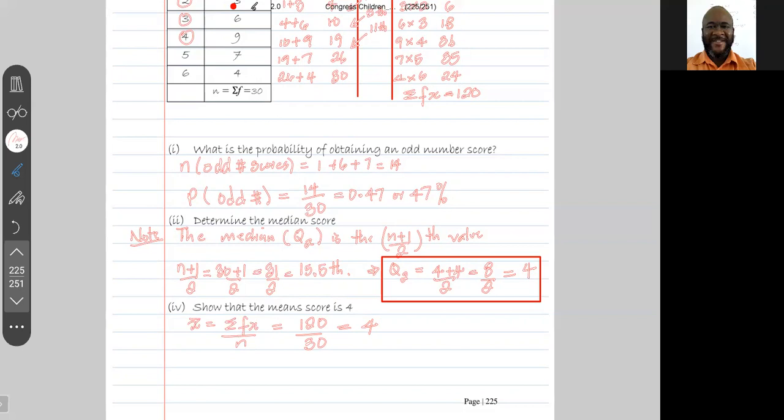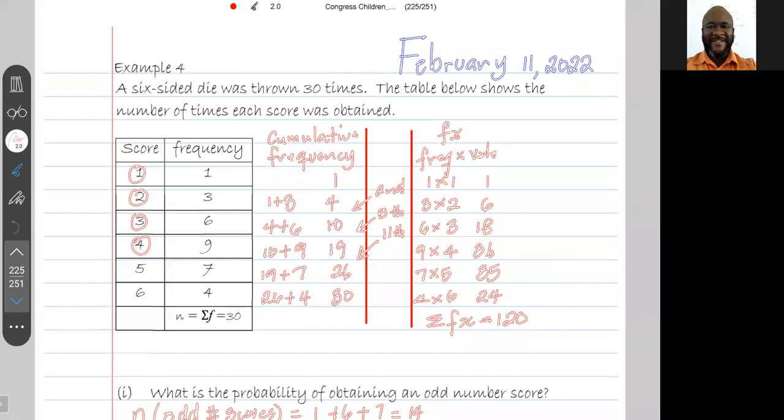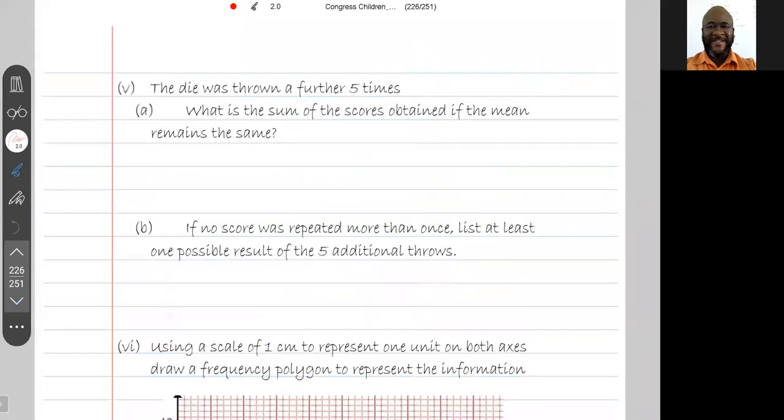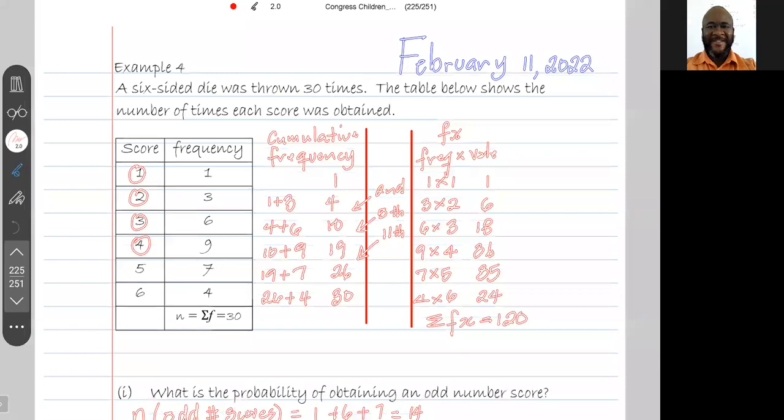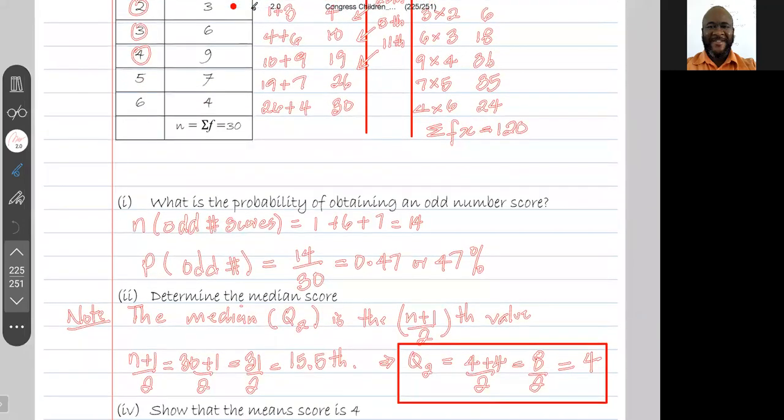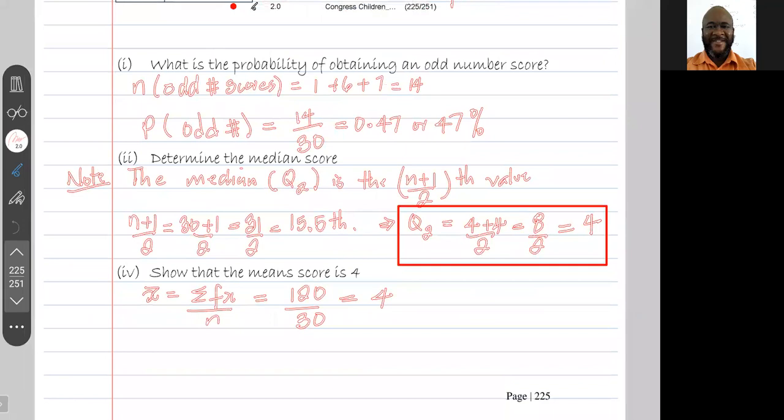I'm turning the page in a second. Next, this says, the die was thrown a further 5 times. So initially, the die was thrown 30 times, and the sum of the scores, guys, the sum of fx represents the sum of the scores. The sum of the scores from the first 30 throws is 120.